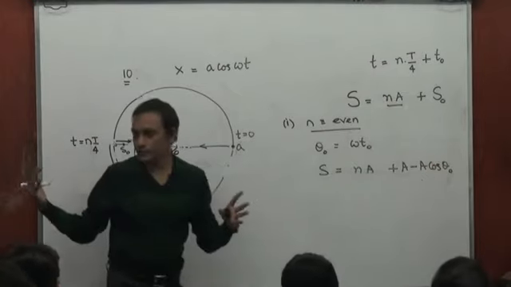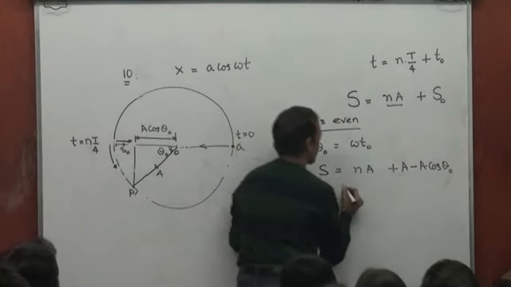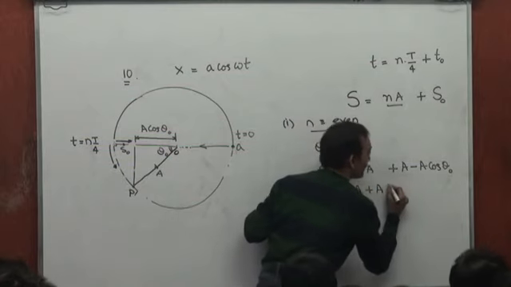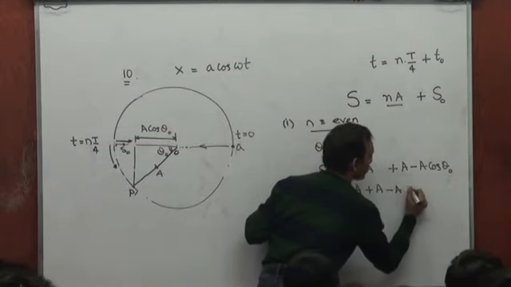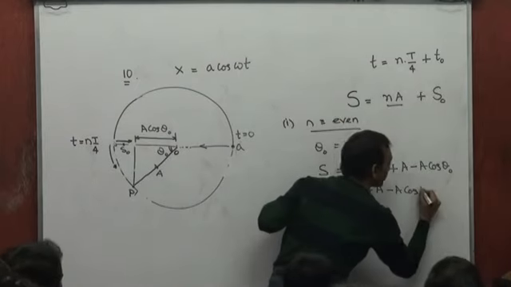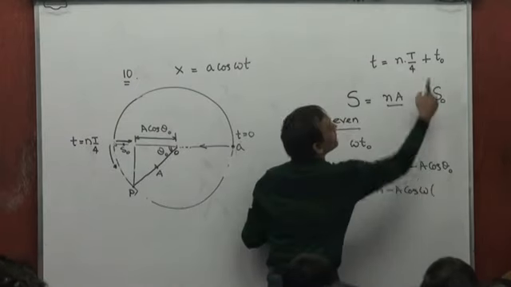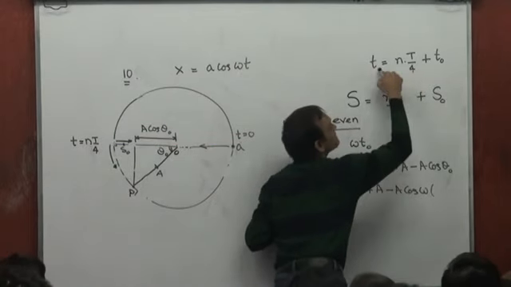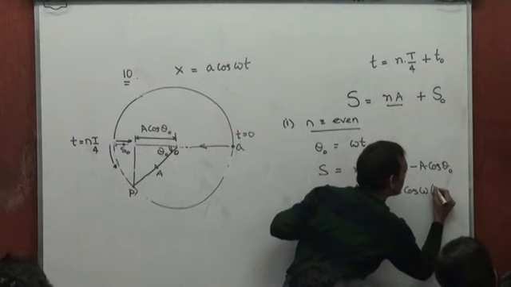So far so good, right? Now the last writes on this: A minus A cos theta naught. Theta naught is omega T naught, right? But T naught is T minus NT by 4.